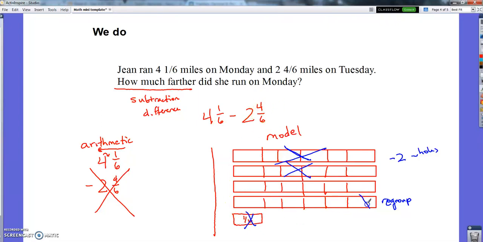1, 2, 3, 4. And I can count what's left, and that is 1 whole here, and 3/6 here. So 1 3/6 more miles. So that's how you do it. Sometimes you have to take a whole and turn it into 6ths or 4ths or whatever they are, so you can take more away. That's it for me.